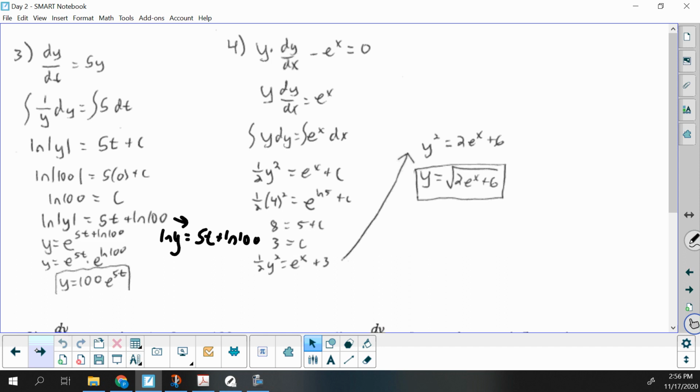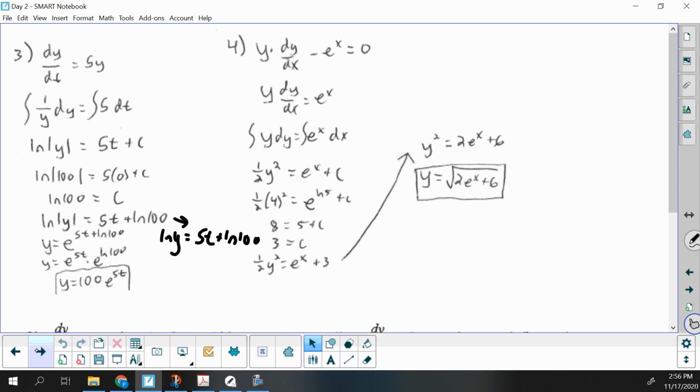In 3, multiply your dt over, divide your y over. It's probably easiest to leave the 5 over with the dt rather than bringing it with the y. Do your antiderivative, fill in your point. We get c is natural log of 100. Resolve your absolute value. We had that y was a positive value, so it just ends up as y.